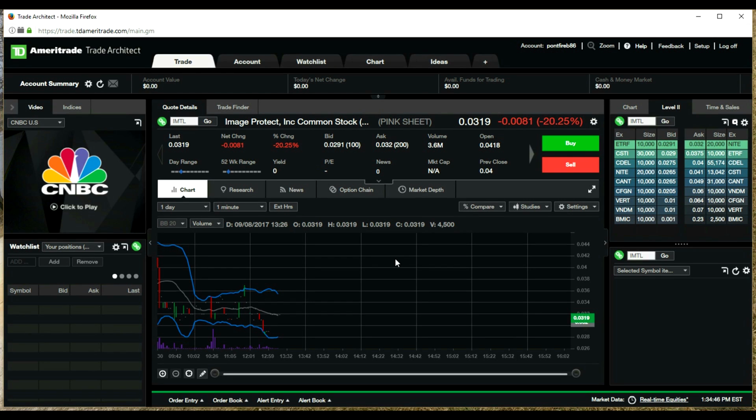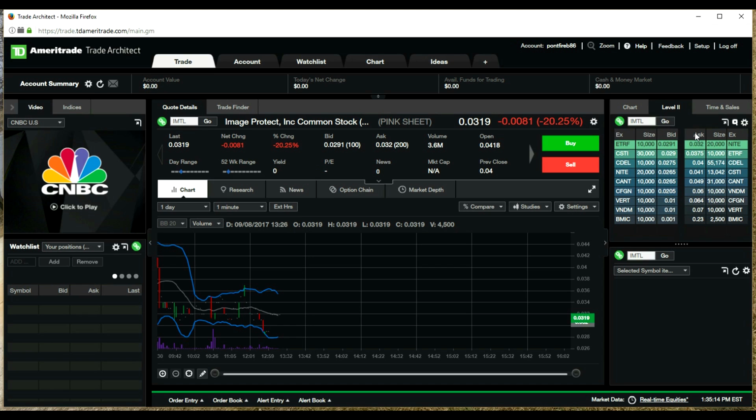So here's the platform that I like to use. It is the TD Ameritrade Trade Architect. I personally find this the best platform when doing any kind of analysis. You can see here I use Bollinger Bands as my primary indicator, which I do have a video on if you're curious about how to use Bollinger Bands. And over here is where we have the level 2.